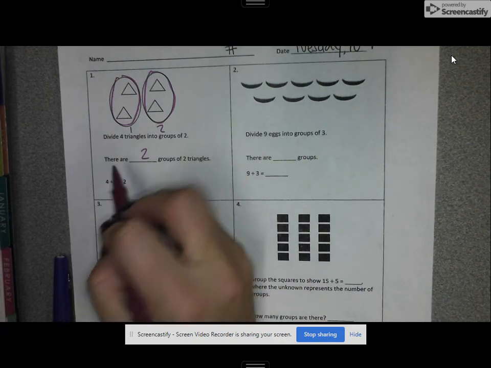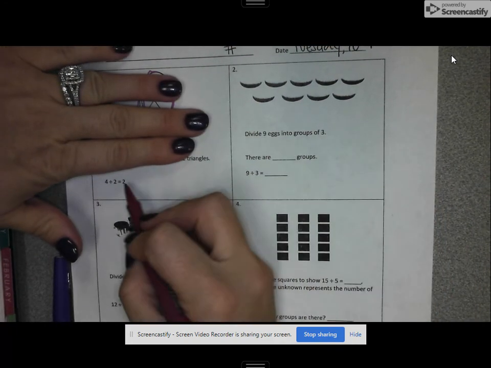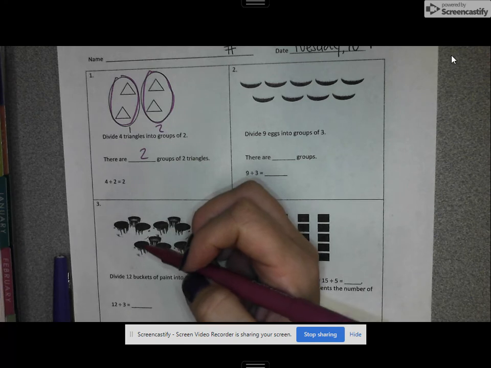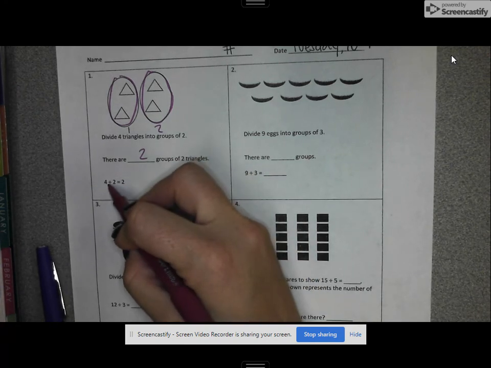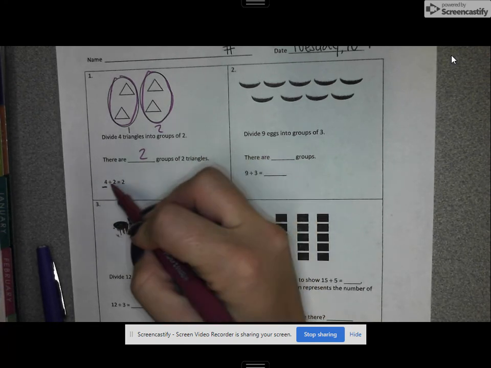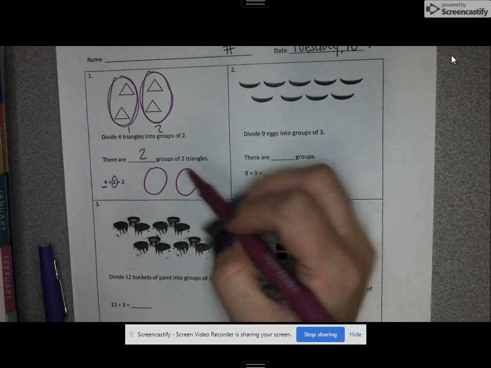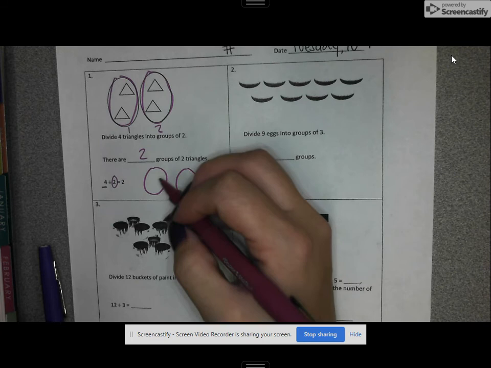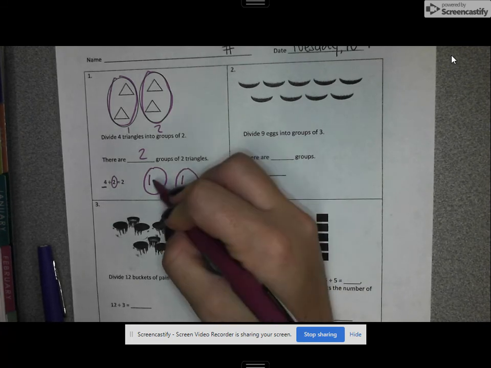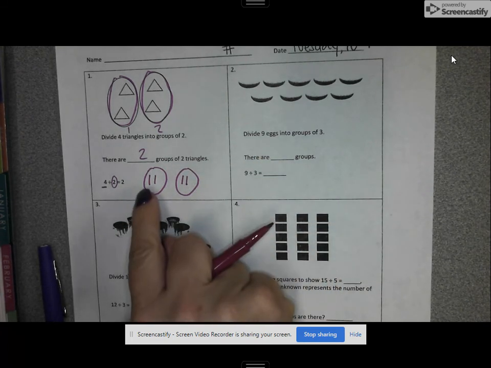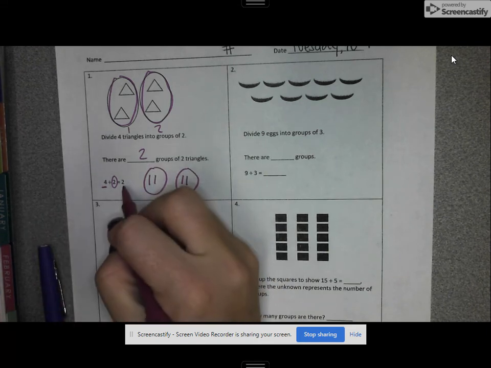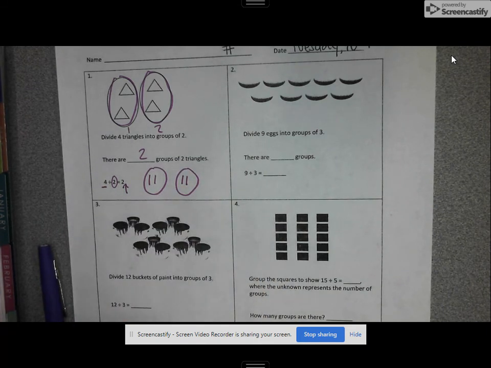Or let's say they didn't have all this and they just had the problem 4 divided by 2 equals 2. They would take 4 and split it into 2 groups. Then they would just tally and divvy out tallies until they get to 4. So that would be 1, 2, 3, 4. Then they would see, oh, I had 2 in each group.